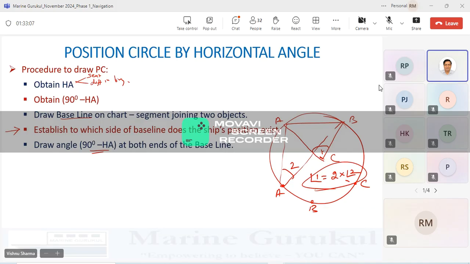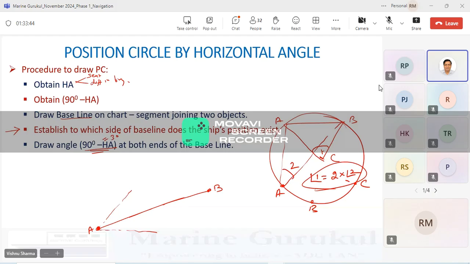Now the issue would be this, beta. Suppose there is this point A, this point B. This is the baseline. Let us say 90 minus horizontal angle has a value of 30 degrees. Now I have to draw this 30 degrees at A and also at B with this baseline. Whether I draw this 30 degrees on this side or on this side is important to figure out. Why? Because both will lead to different results.